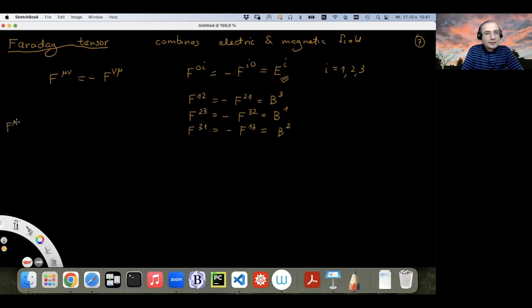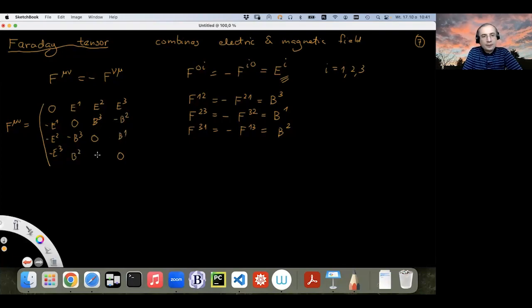So we can write it as a matrix. In an inertial frame, F^{μν} is just 0, E1, E2, E3, minus E1, minus E2, minus E3. We've got zeros on the diagonal because it's an antisymmetric tensor. And here we've got B3 and minus B3. Minus B2, B2, B1, minus B1. Right. So the first thing you notice is that the corresponding matrix is antisymmetric, and that's to be expected.